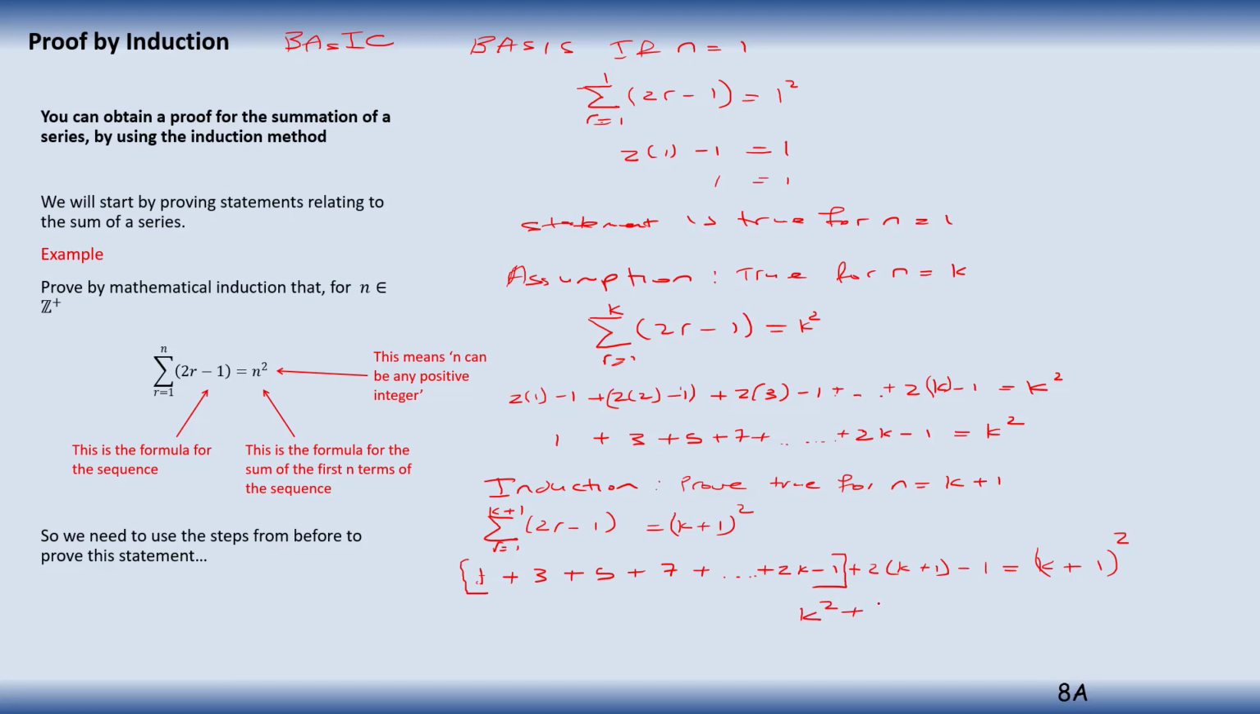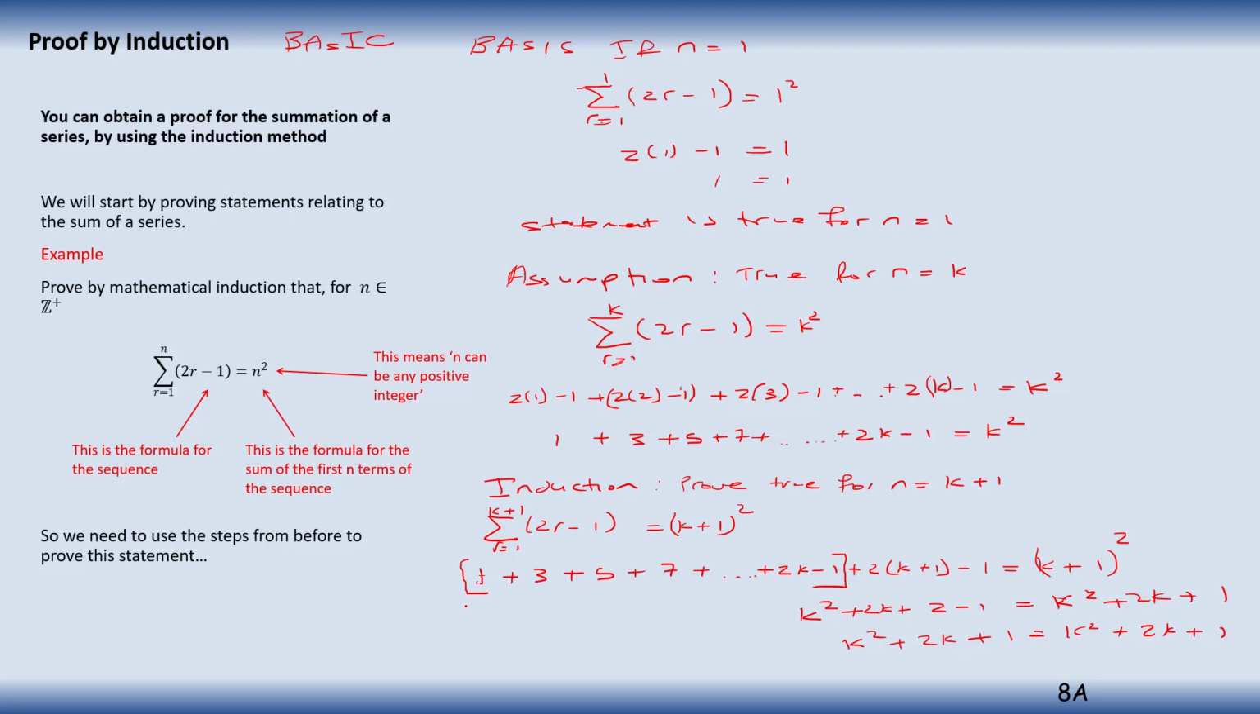Plus, if I expand that, I get 2k plus 2 minus 1, is equal to, on the other side, I've got k squared plus 2k plus 1. And if I simplify the left hand side, I have k squared plus 2k plus 1. So left hand side is equal to the right hand side.